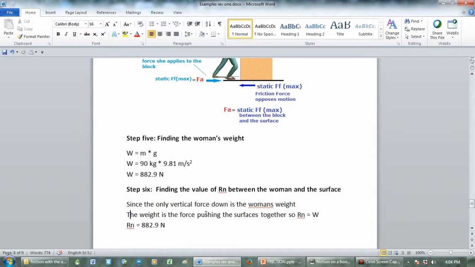Step 5, finding the woman's weight. Weight equals mass times g. Weight equals 90 kilograms times 9.81 meters per second squared. The woman's weight is 882.9 newtons.